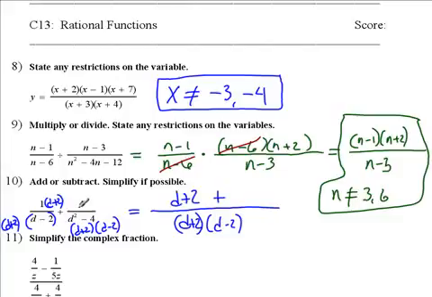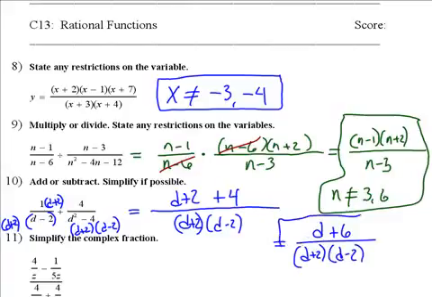Plus, nothing happens to the 4. It was good to go. So I just have plus 4. Simplify it if possible. I can simplify 2 plus 4. So this will equal d plus 6 over d plus 2, d minus 2. And we're done. They didn't ask for restrictions this time, so we don't need to write them.